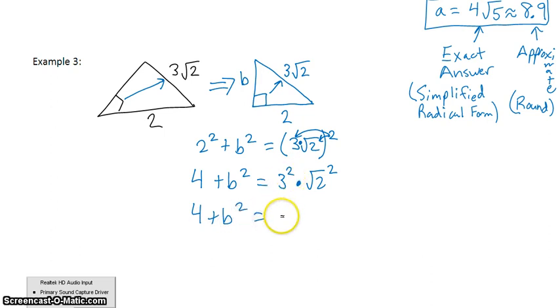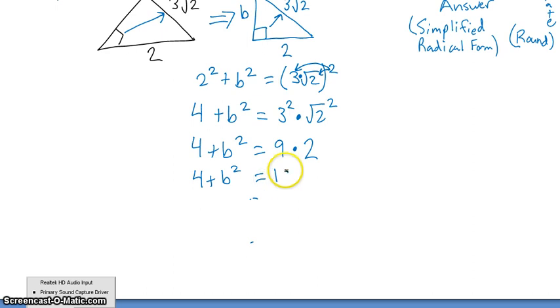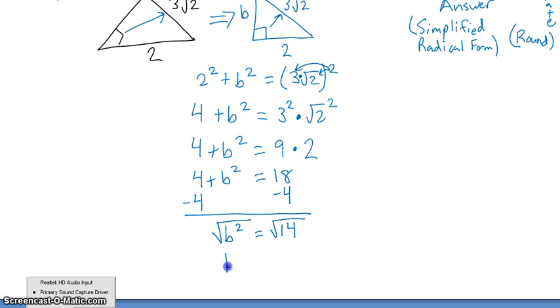Simplifying, 3 squared is 9, and the square root of 2 squared, the square root and the squared cancel each other out. I'm left with just 2. So I end up with 4 plus b squared equals 18. Solving for b, I need to subtract 4 from both sides. And then take the square root of both sides to undo squared. I'm left with b equals the square root of 14.